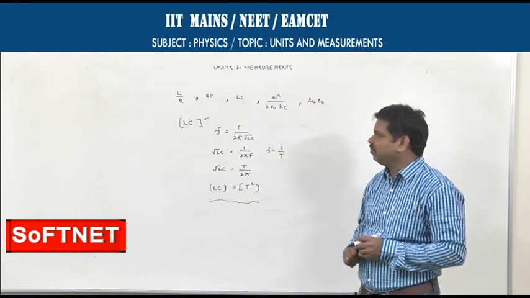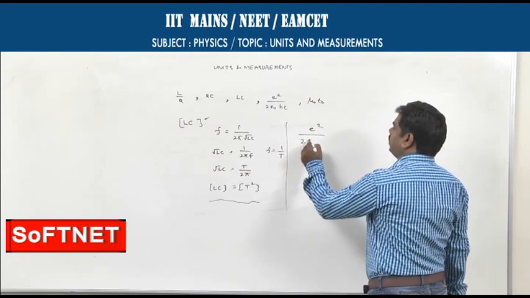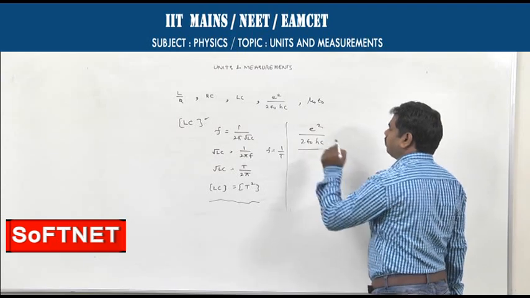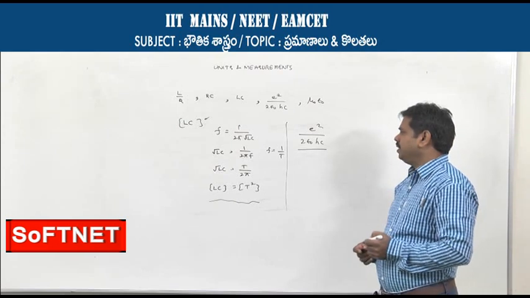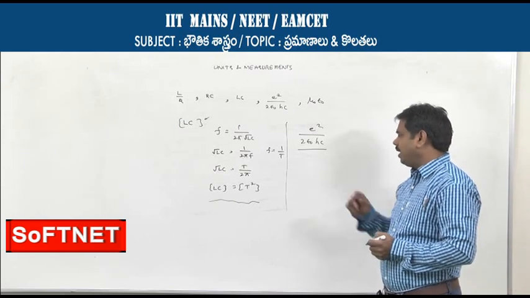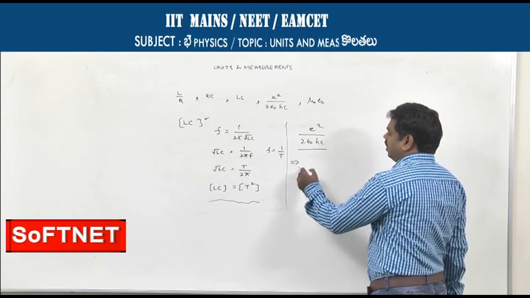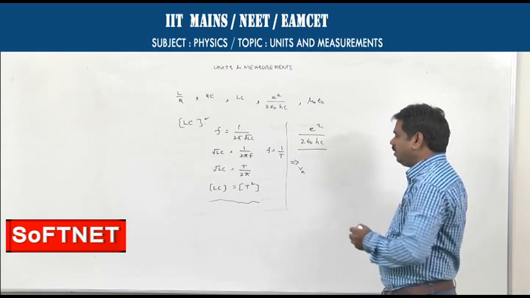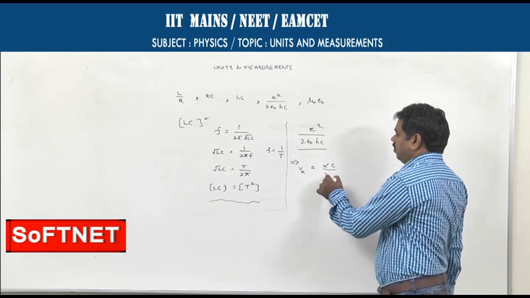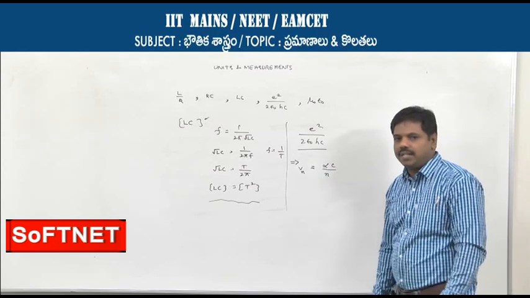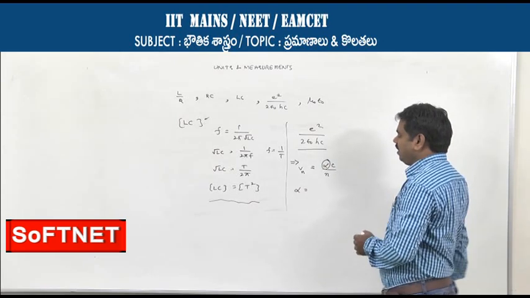physical quantities. And if you observe this relation, E square by 2 epsilon naught HC, how to write the dimensional formula of this one? Very simple. If you have any idea about the atoms topic, there we already discussed that the velocity of the electron in the nth orbit can be represented as alpha c by n, where alpha is actually called the fine structure constant, a dimensionless constant.